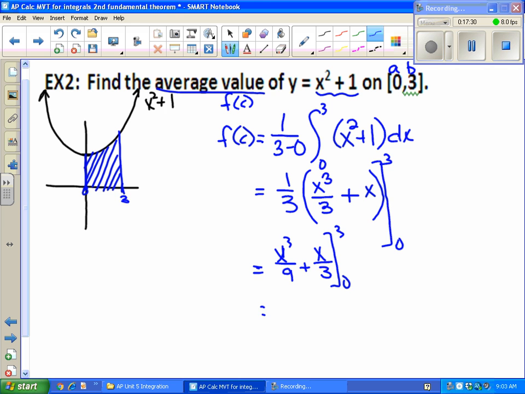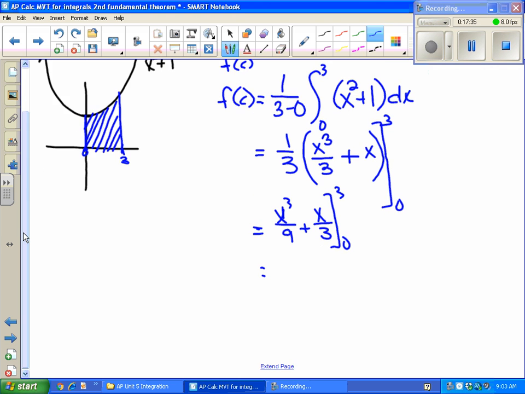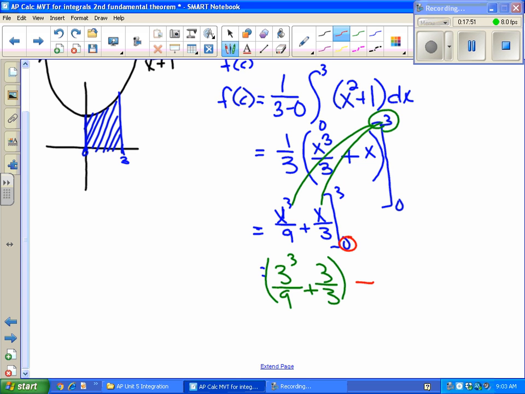I'm just trying to make sure I don't forget. You can always come back last and do the 1/3 if you want. It's up to you. So I'm going to first of all substitute in what? The upper limit both places. So if I do that, I get 3 cubed over 9 plus 3 over 3. It's kind of nice and neat that it works out this way. Minus, now what? I put 0 in both places. And of course, that's going to give me what? What does this go to? 0.